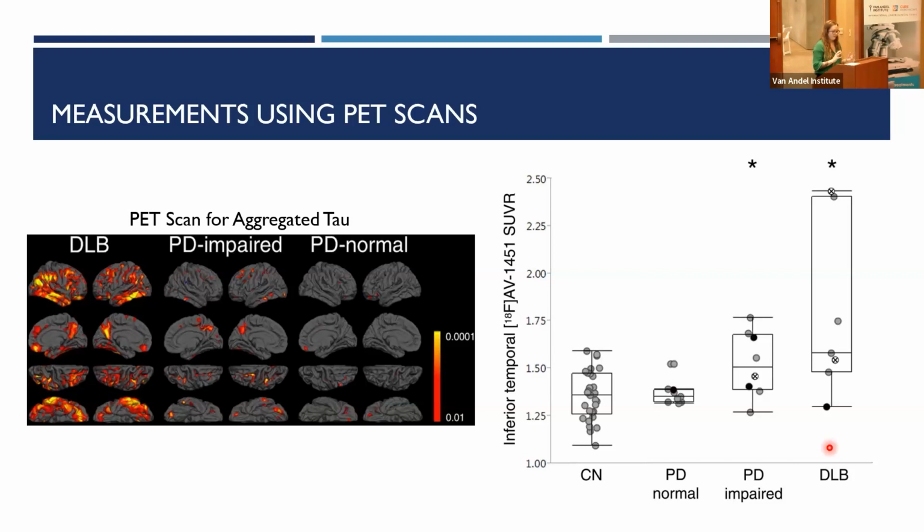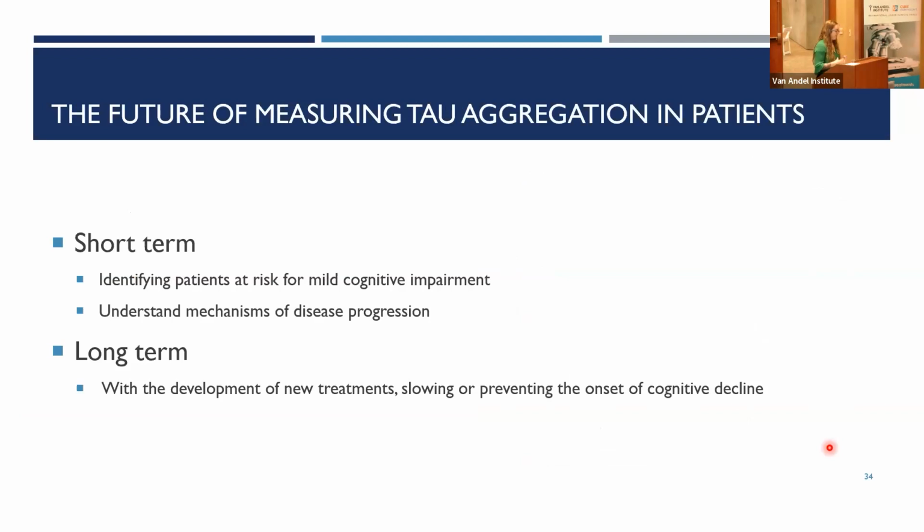And as we continue to develop these assays, this is going to be really useful for helping detect patients who may be at risk for developing mild cognitive impairment. And right now, in the short term, identifying patients at risk for mild cognitive impairment is about as good as it can get. And we can also use this to understand the mechanisms of how disease progresses.